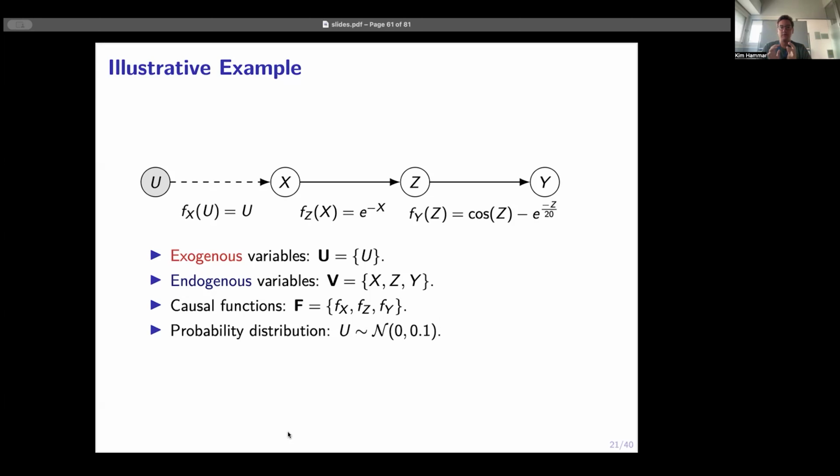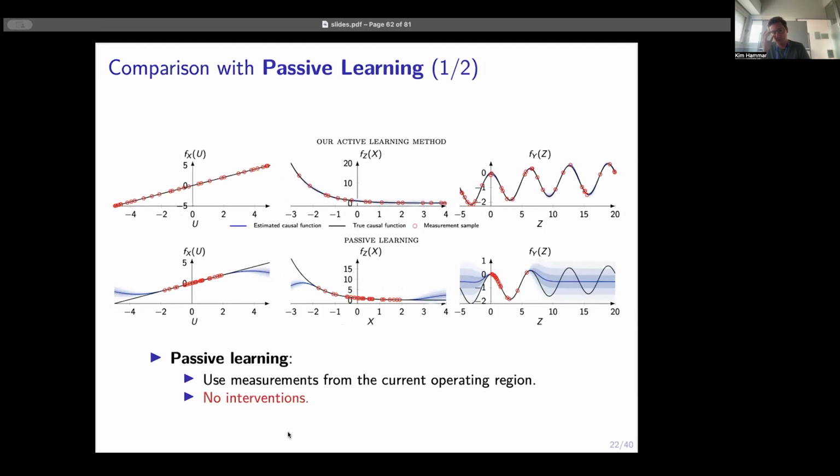And when applying our method, I will compare the estimated functions with the ground truth, and I will also compare it to a baseline method that we refer to as passive learning. So passive learning is equivalent to our method, except that it never intervenes. So it just monitors the system without intervening.